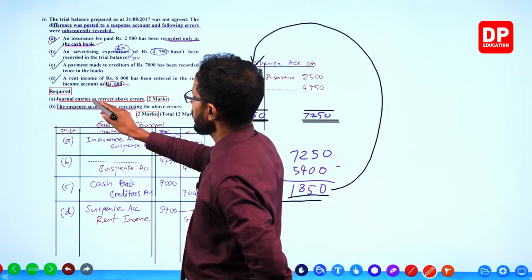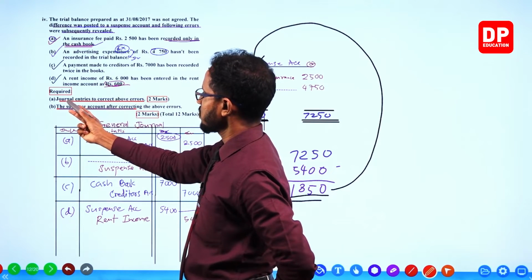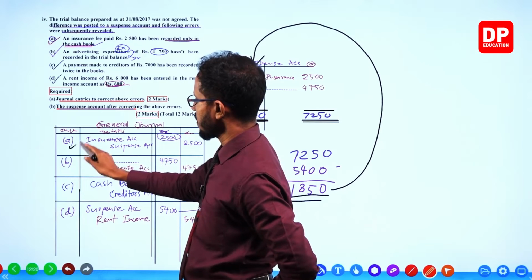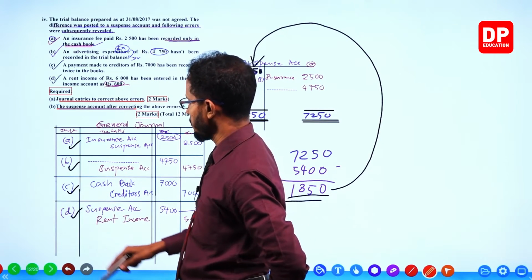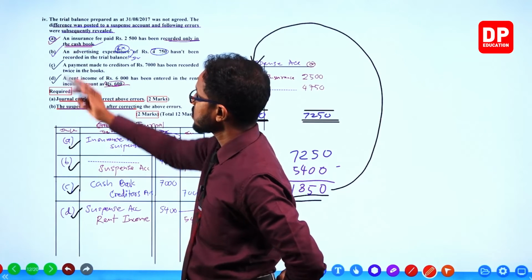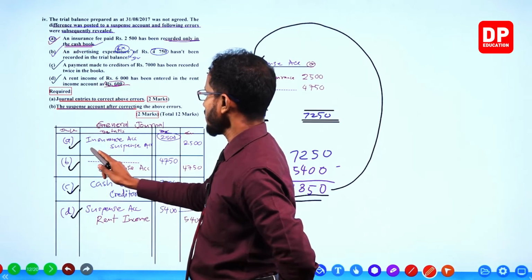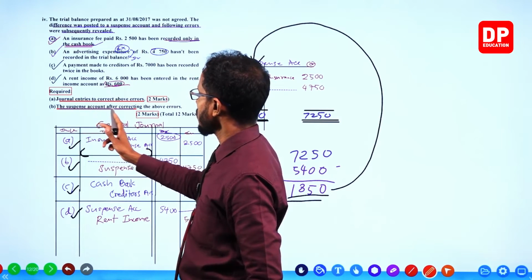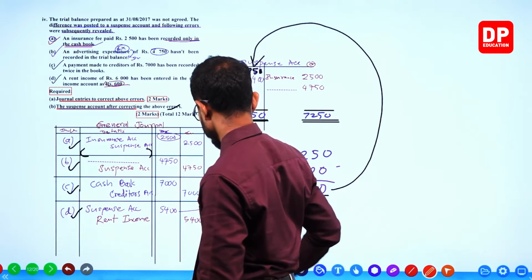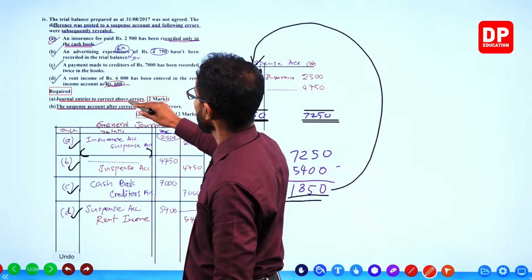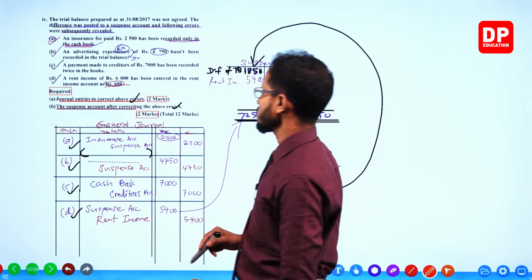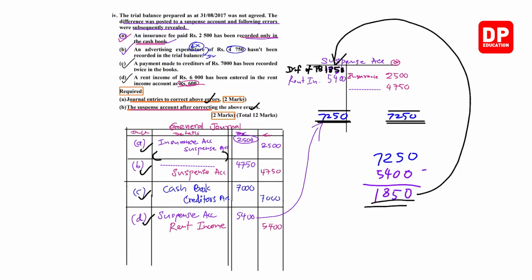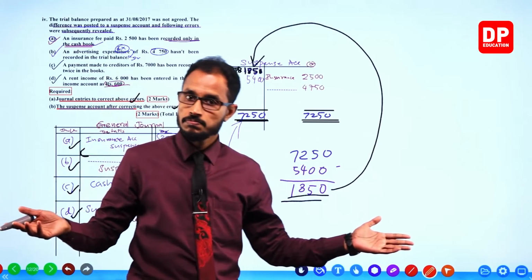That's it. We put the journal entries. We made all the journal entries for all the errors A, B, C, D. Write the narrations. Narrations are up to you. Then we prepare the suspense account after correcting the above errors, and we found the difference of the trial balance because it was not given. We found it.